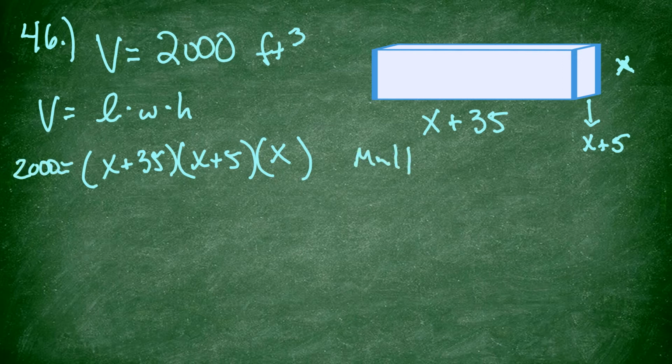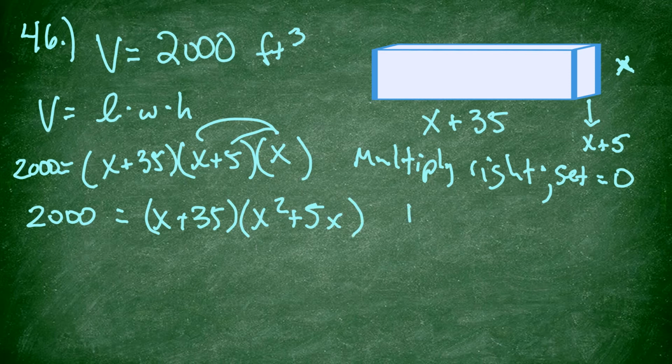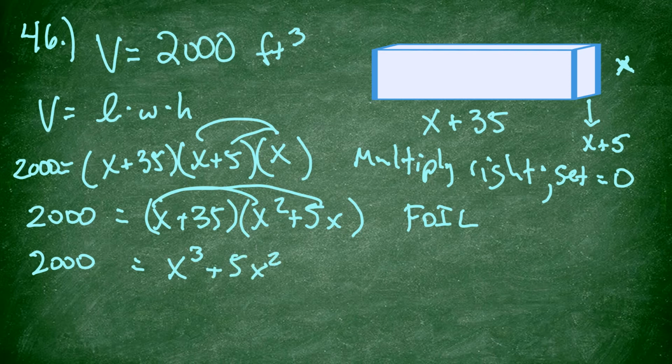So I have to multiply the right side and then set it equal to 0. First I'm going to multiply the x to everything, because that's going to make my life a little bit easier. So I say 2,000 equals x plus 35, and then this part is x squared plus 5x. Now I'm going to FOIL. I have 2,000 equals x cubed, because I do the first. I do the outside, I get plus 5x squared. I do the inside, plus 35x squared. I do the last, I get plus 175x.